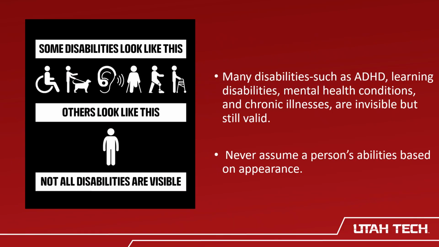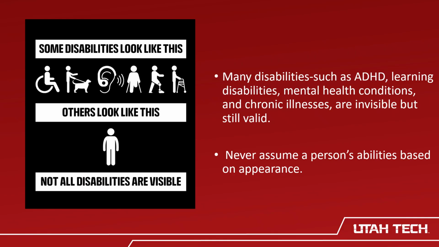One important thing to recognize is that many disabilities are not visible. Conditions like ADHD, learning disabilities, mental health conditions, chronic illnesses, and neurological conditions often cannot be seen externally. Because of that, it is important that we avoid making assumptions about a student's abilities based on appearance or behavior. The accommodation letter the ADC provides faculty is what confirms that the student has already gone through the eligibility process with our office.